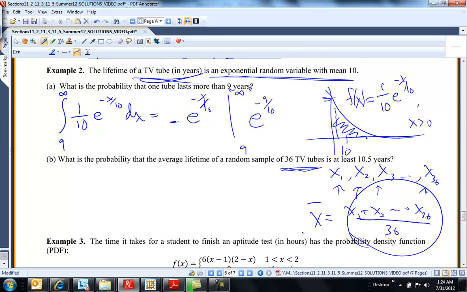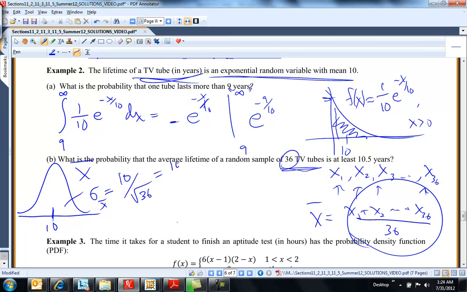So the graph of X bar, from what we were just doing, should look like this, where the center should be the center of the distribution of any one of these, which was 10. If each has a lifetime of 10, then 36 of them added up and divided by 36 is still 10. And then the standard deviation is the old one divided by root n: for an exponential it's 10, divided by square root of 36, so this is 10 over 6. Now I want to know the probability that the average lifetime, X bar for 36, is at least 10.5.